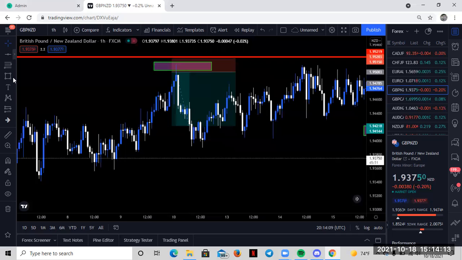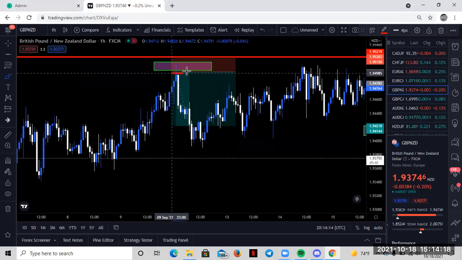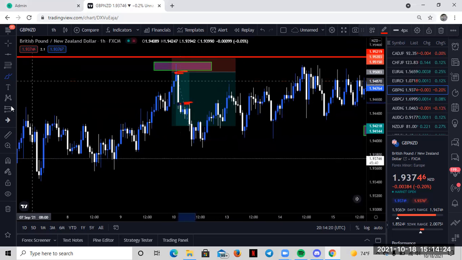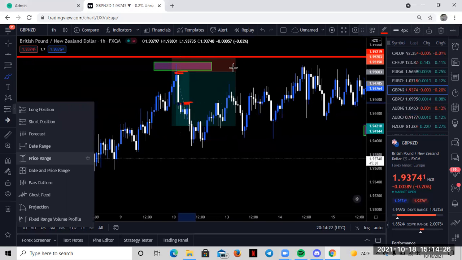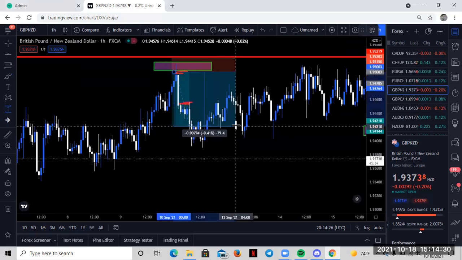Now, my first entry will be up here. Then second entry, I see this pullback. I'll get in right here. I always get in on pullbacks. If you're in my alert room, you know I always get in on pullbacks. So like I said, that's 78.